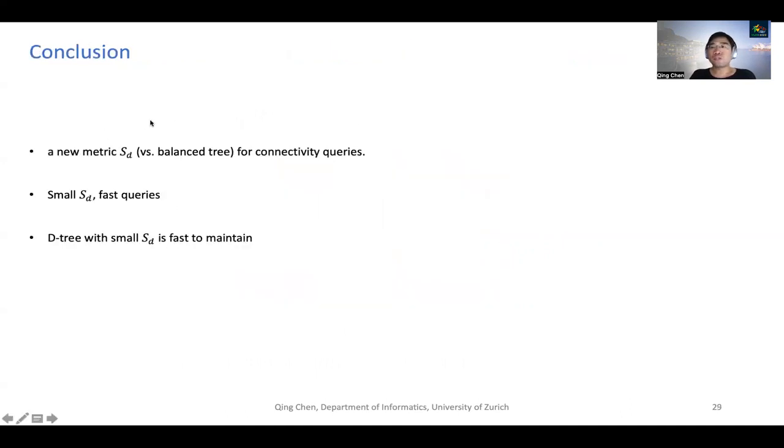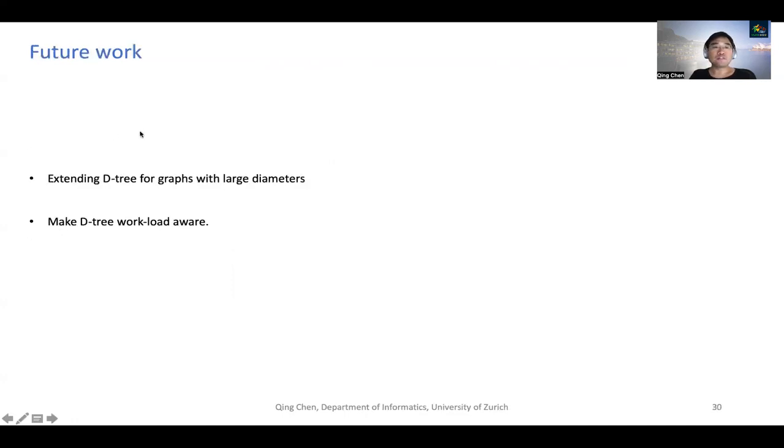So to conclude, we propose a new metric, SD. For connectivity queries, SD is different from balancing the tree. And the main takeaway: small SD, faster queries. And we also propose a data structure that employs efficient heuristics to maintain small SD. And for future work, one limitation of DTree is that it does not work well for graphs with large diameter. We are working on this. We're also making DTree workload aware.